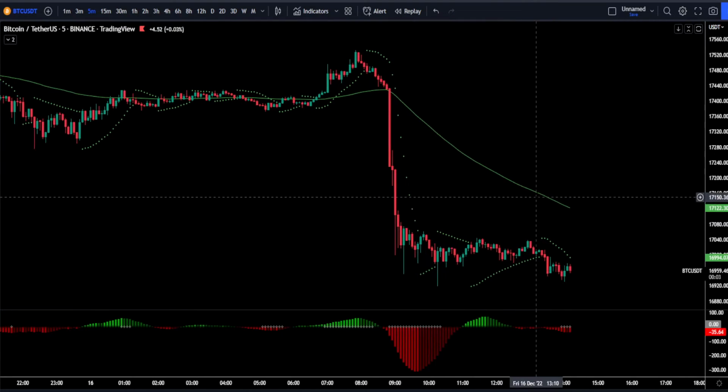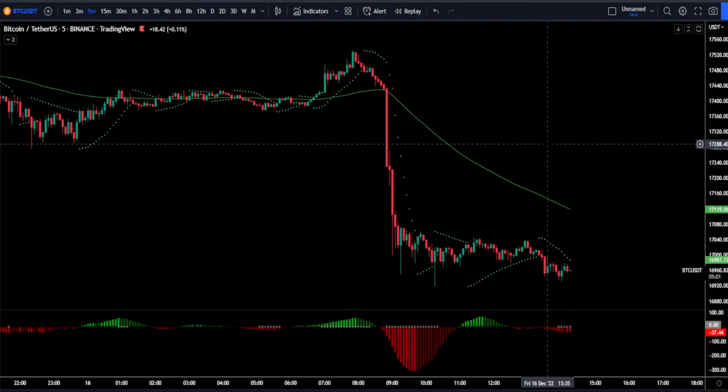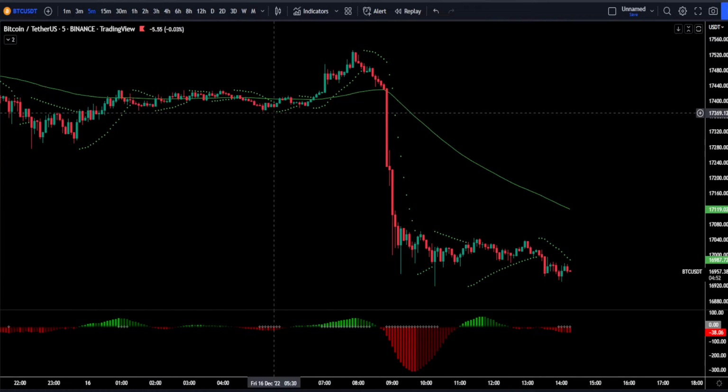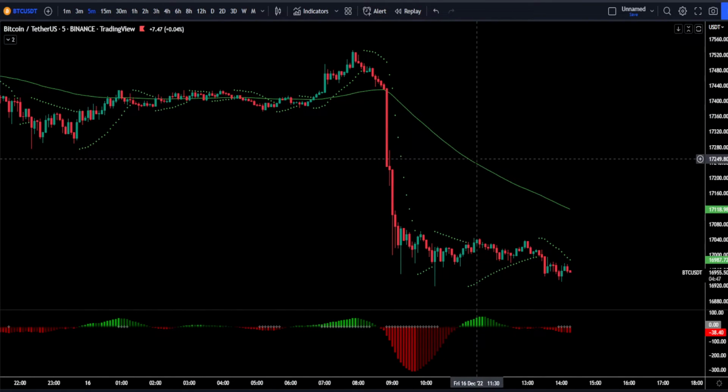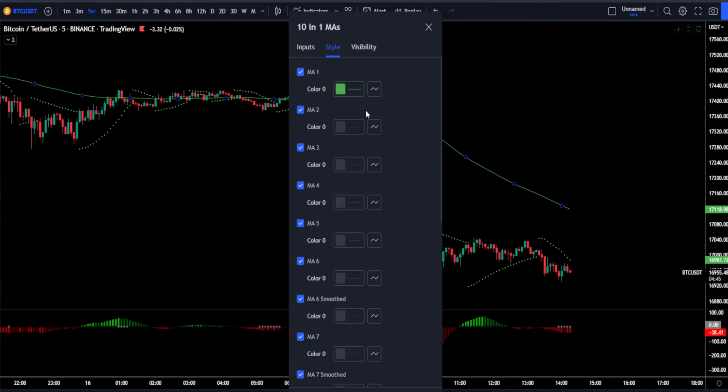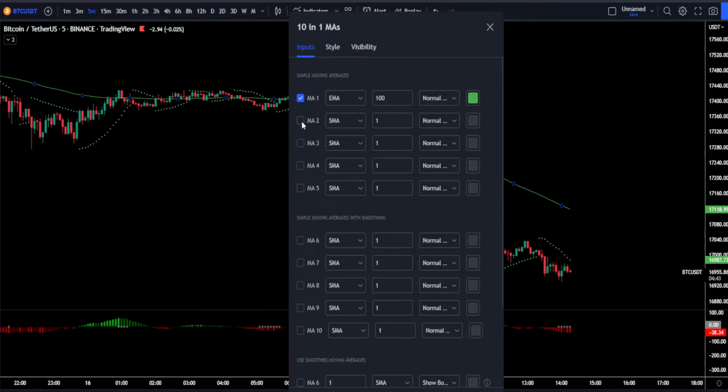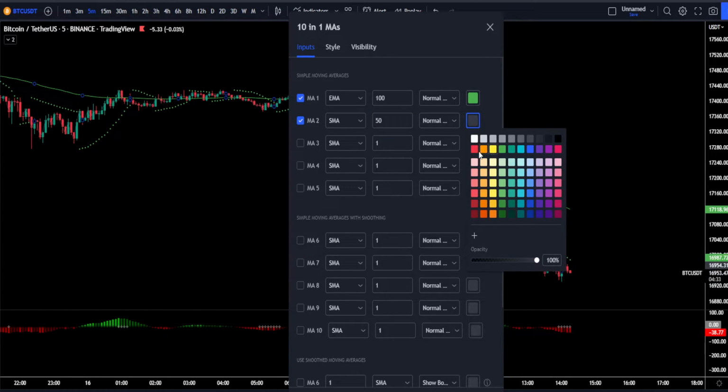Okay, so I do have an idea on how we're going to improve this strategy by eliminating even more losses when the market is ranging. For that, we first need to add our second moving average. So double click on this, and in our input section, we're going to be ticking another SMA here, and we're going to be changing the length to 50. Also, let's change its color to red.